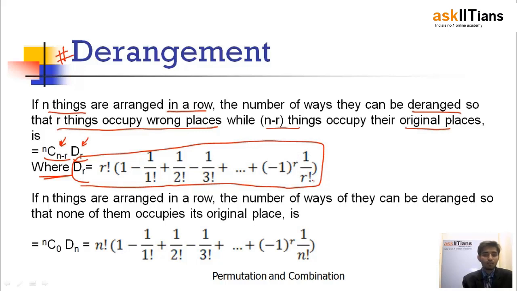by r factorial. Now if there are n things that are arranged in a row, the number of ways in which they can be de-arranged so that none of them occupies its original place. If none of them occupies their original places, that means nC0, no object occupies its original place, and all the objects should be de-arranged, so Dn. So Dn will be, we will replace this r by n, so we will get Dn as n factorial into, and here also we will get n factorial.